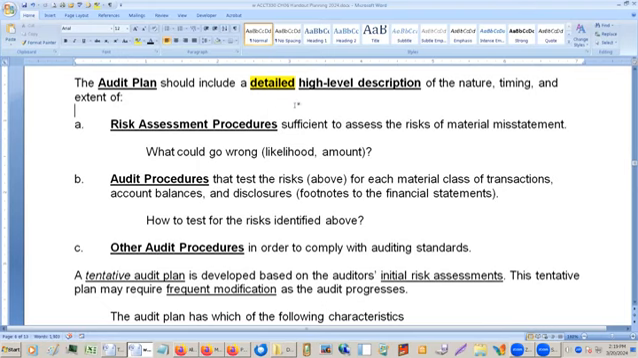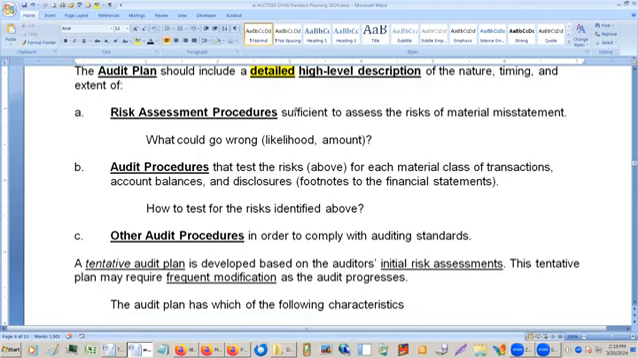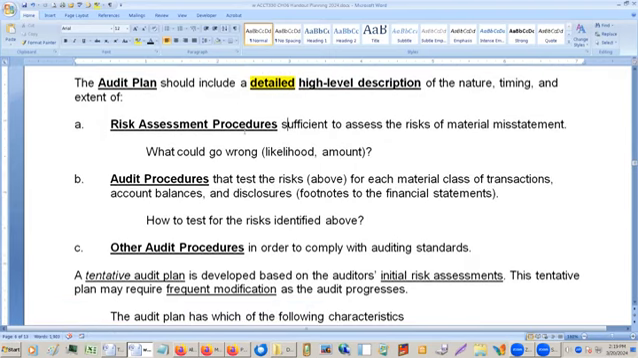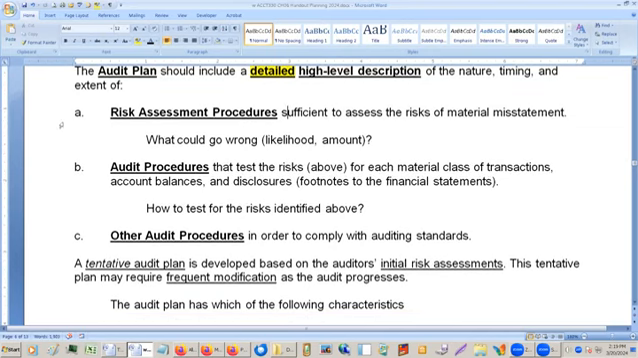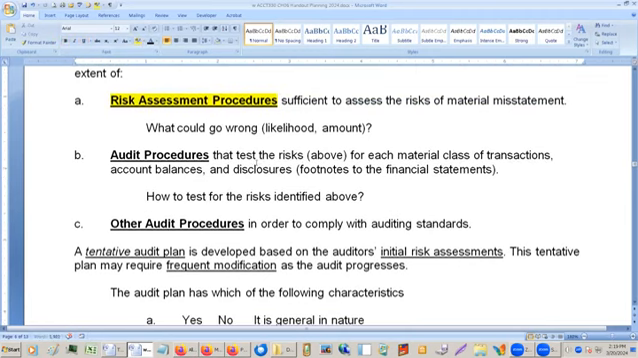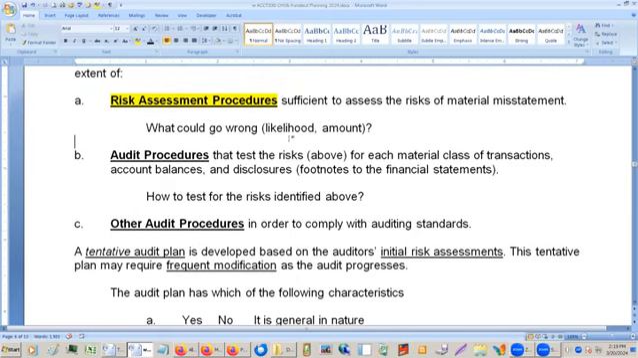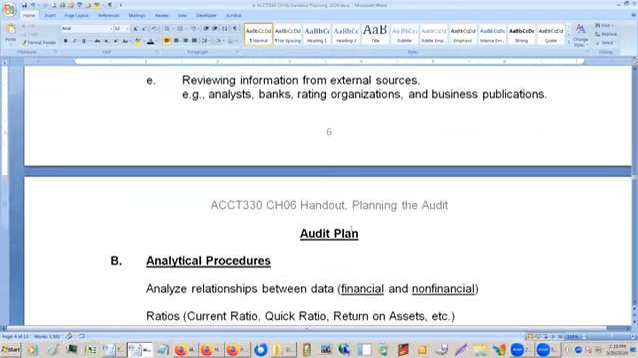Target is different than Walmart, is different than Kohl's, is different than whatever. So everyone's going to have a different audit plan. Okay, so the first thing we do is we look for risks. What could go wrong? Okay, so looking for what could go wrong, and I think we talked about this later.